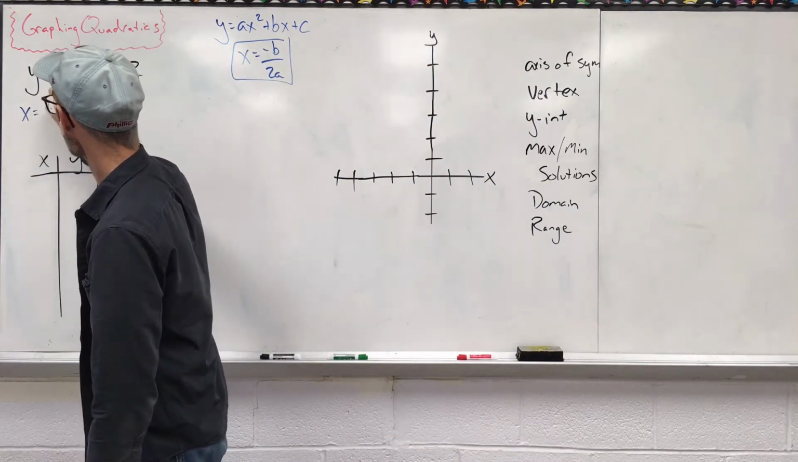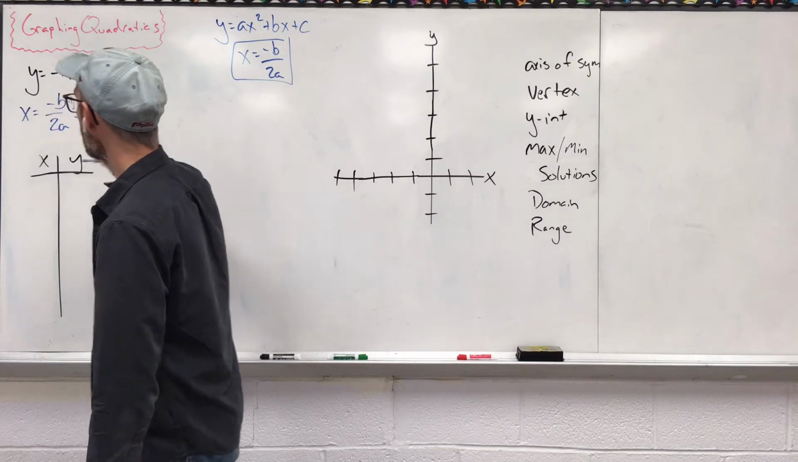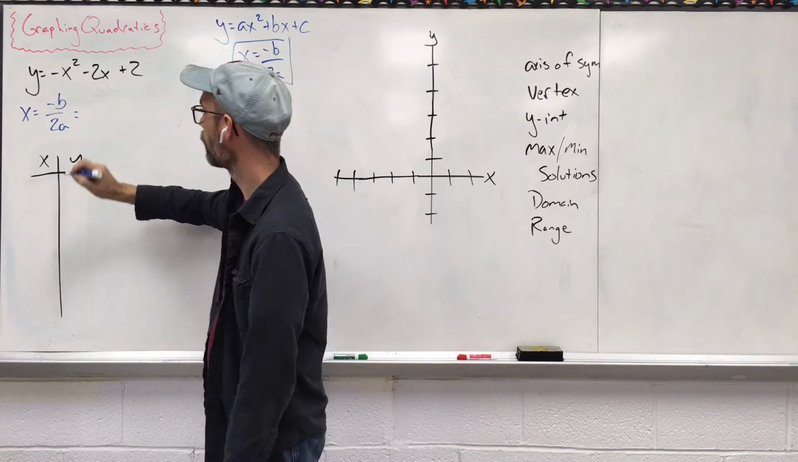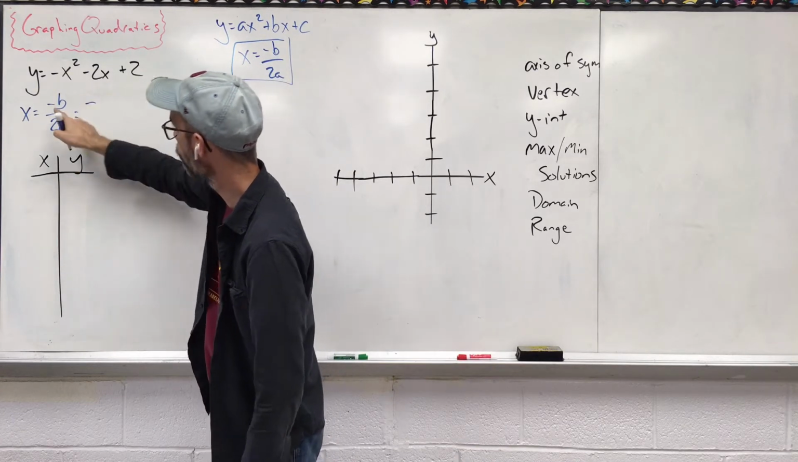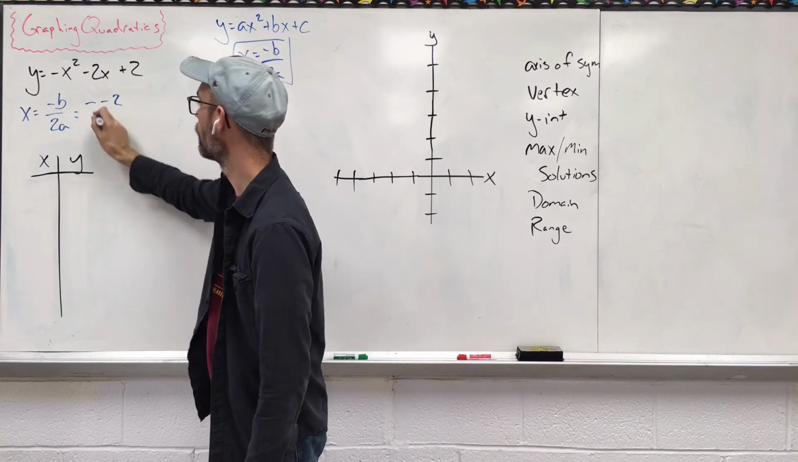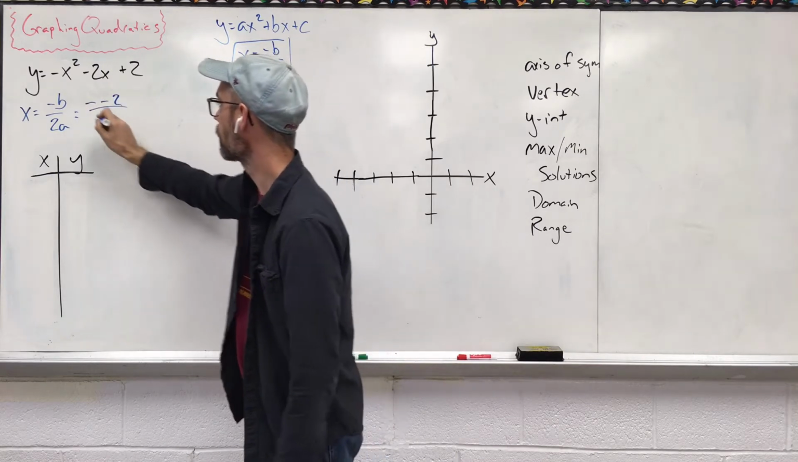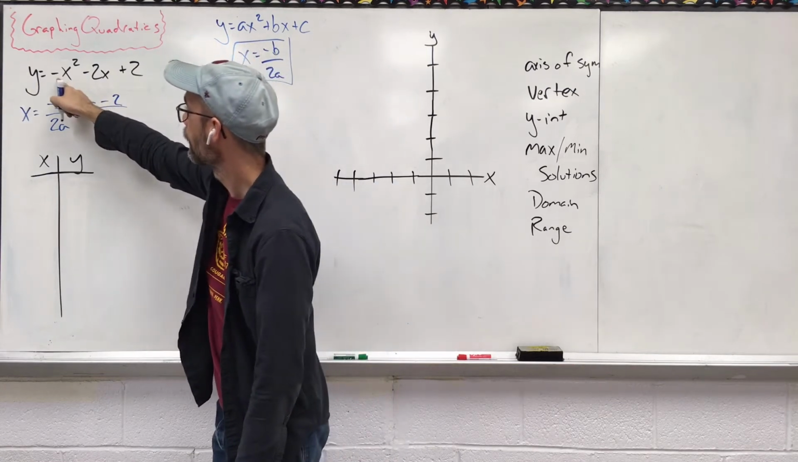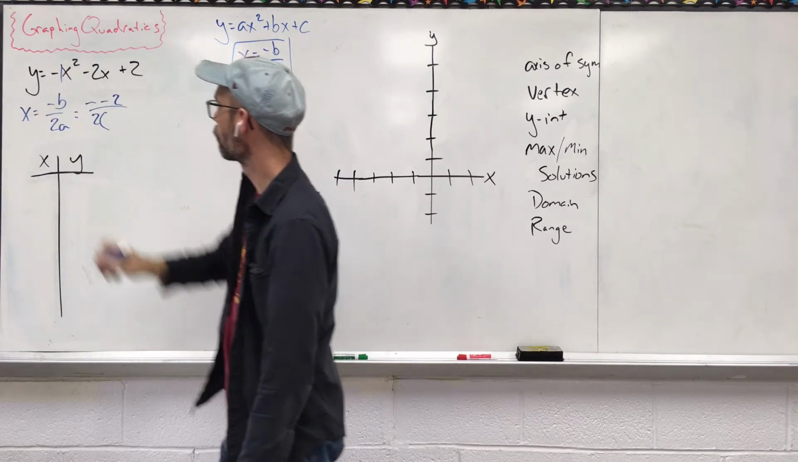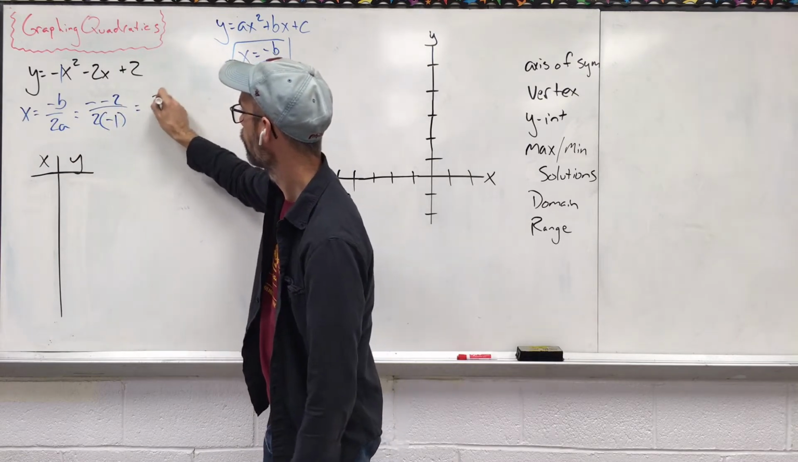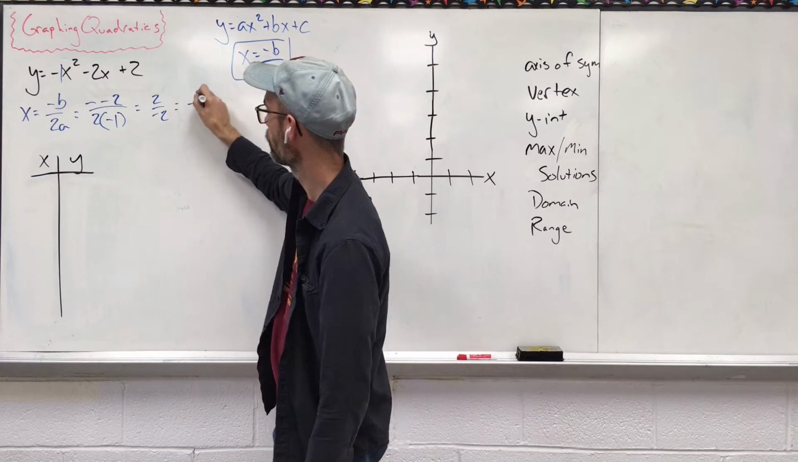X equals negative b over 2a. So my b value in front of the x, in this case, is negative 2. So I'm going to have my original negative from my formula, then I'm going to put a negative 2 in there. On the bottom, 2 times a. My a is in front of x squared. Here I just have a negative sign. It's really negative 1, so let's bring that down. And let's simplify. You've got 2 over negative 2, or just negative 1.